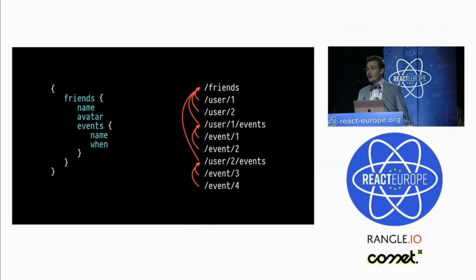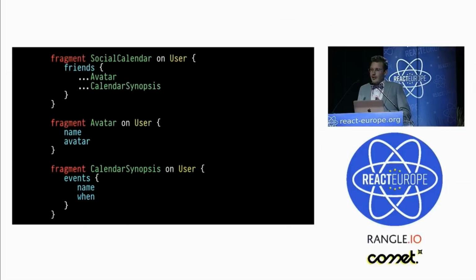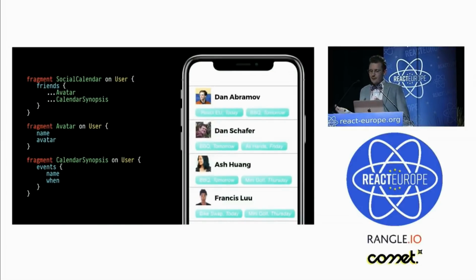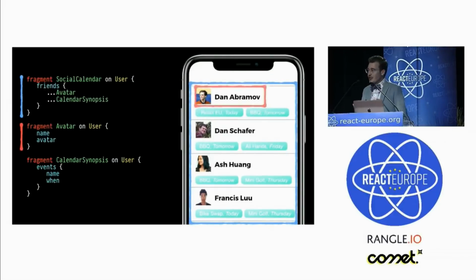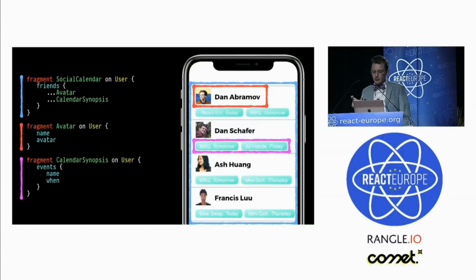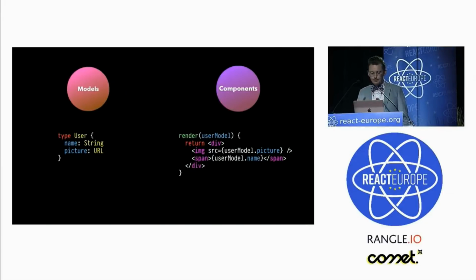And GraphQL also has a unit of composition, similar to functions in a programming language, called fragments. GraphQL fragments are useful for describing and reusing specific bits of data requirements, but I think most importantly, they lend themselves to that tight coupling between models and components. So each fragment here corresponds directly to a UI component in our app. Social calendar represents this whole list, that avatar is just the name and the picture, and then the calendar synopsis is just those few events. And so this structure makes it really easy to add or change our UI and make sure that we know exactly what data is going to be loaded in for each part of that.